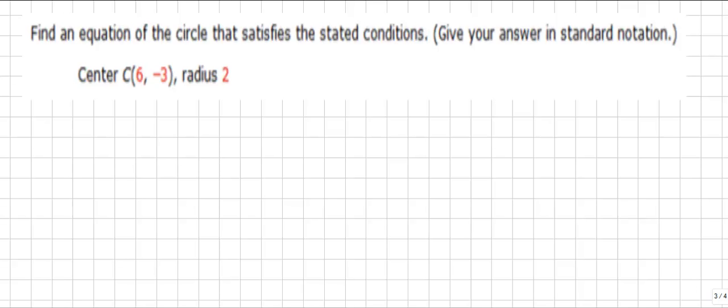Okay, one more circle application. Find the equation of the circle that has center 6, negative 3 and radius 2. And we're going to go back and every single time review the basics.